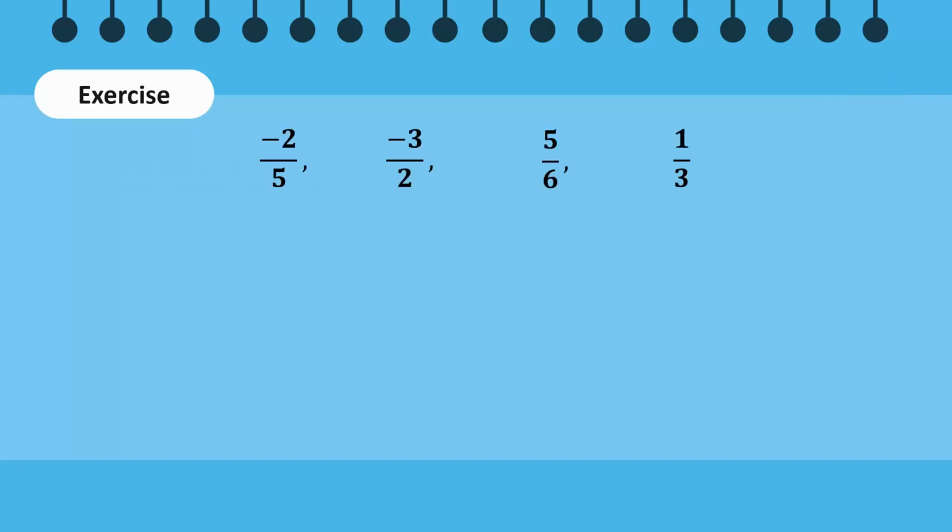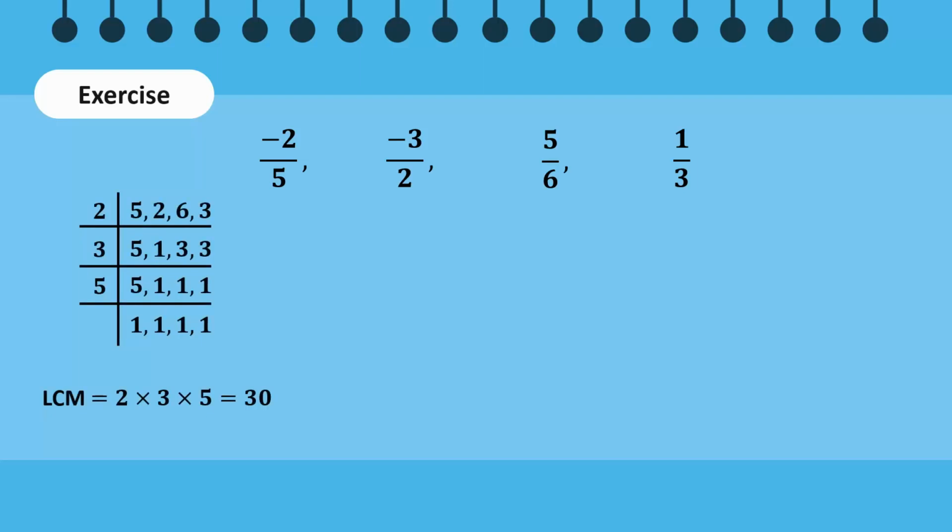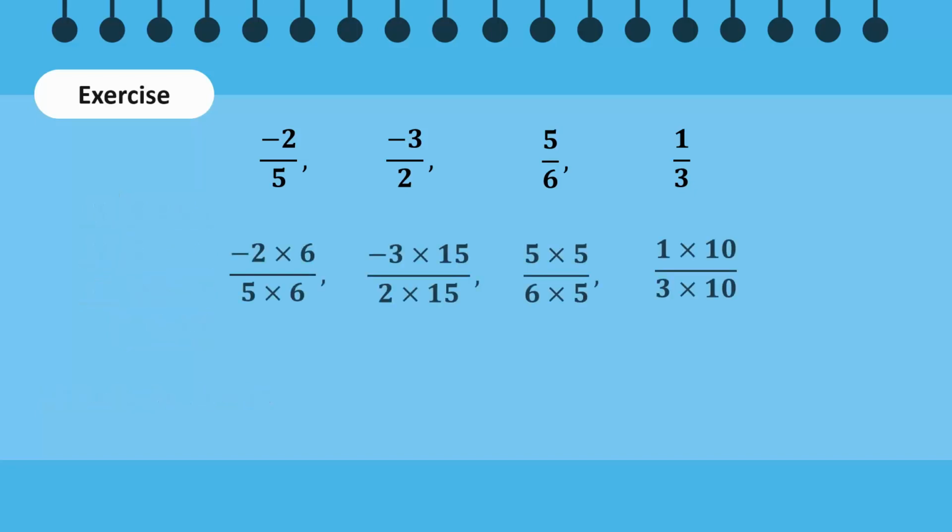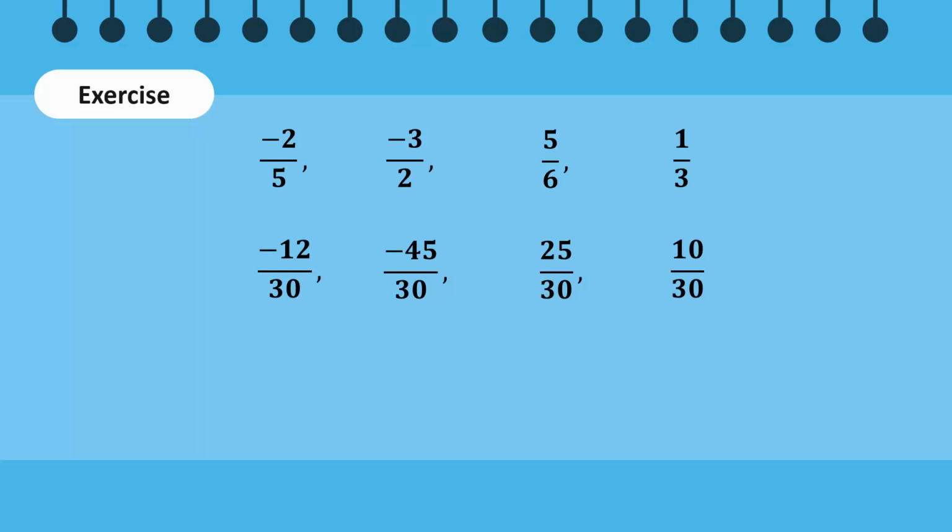Before arranging these rational numbers, we must first take the LCM of 5, 2, 6, and 3 as shown. Next, we will express them as fractions with the denominator 30. Since all the rational numbers have the same denominator, we can now rearrange them.